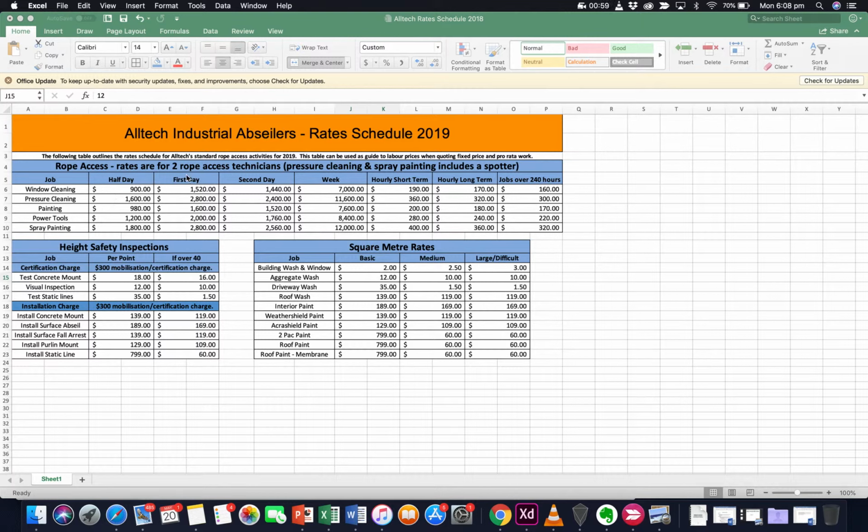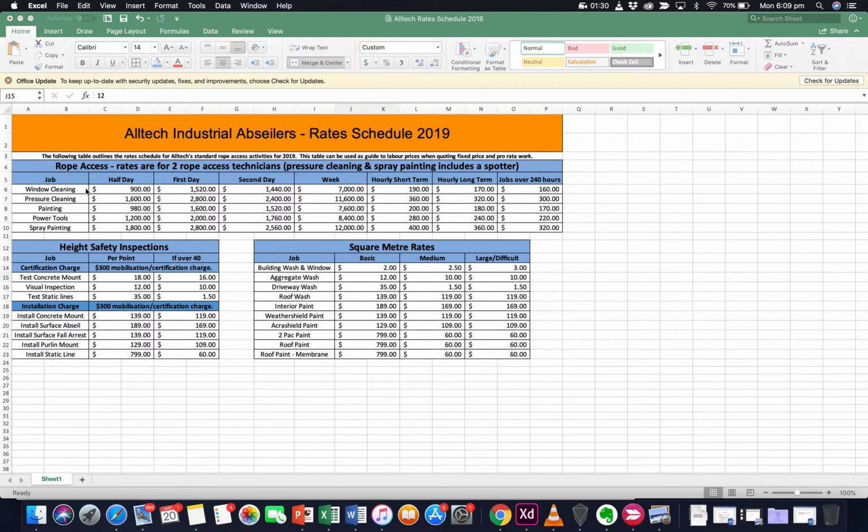So these rates for rope access technicians go off half day, first day, and then the savings get a little bit more if they have ongoing days or weekly type rates. These long-term by the hour rates are essentially if we're going to be hiring our guys out on a subcontract basis for other companies in the same industry. So if we're going to hire guys out to another painting company or a maintenance company or something like that.